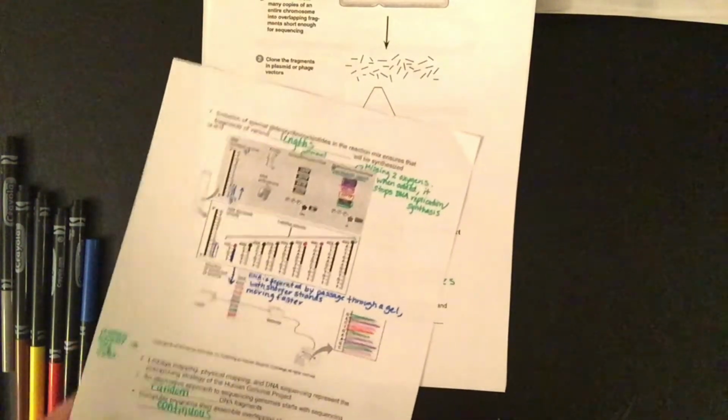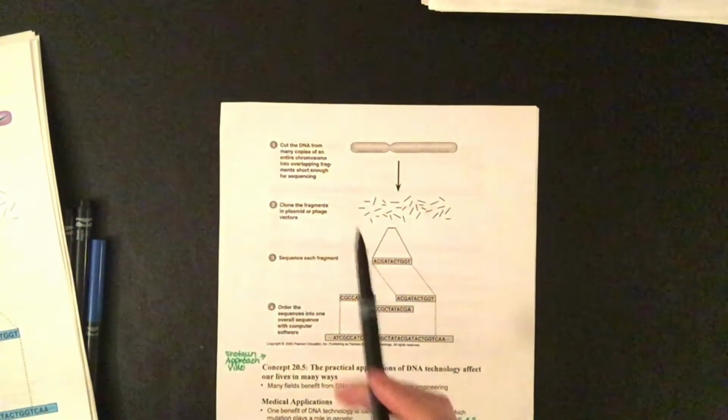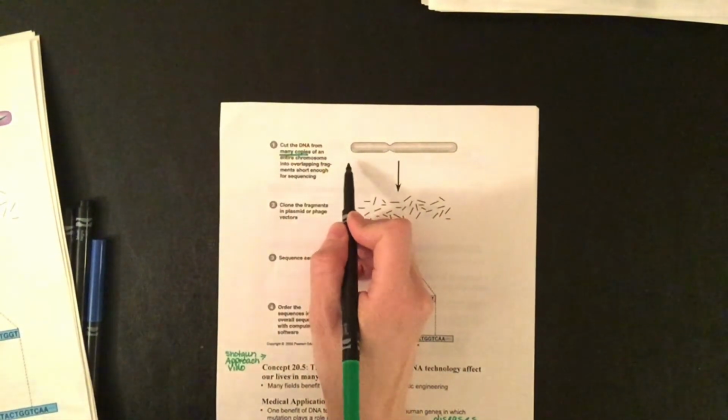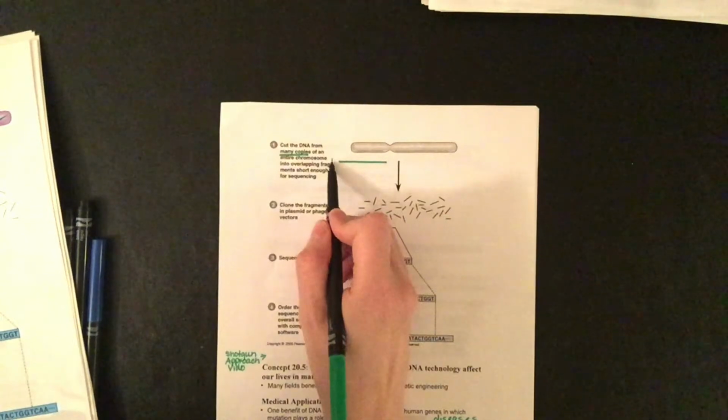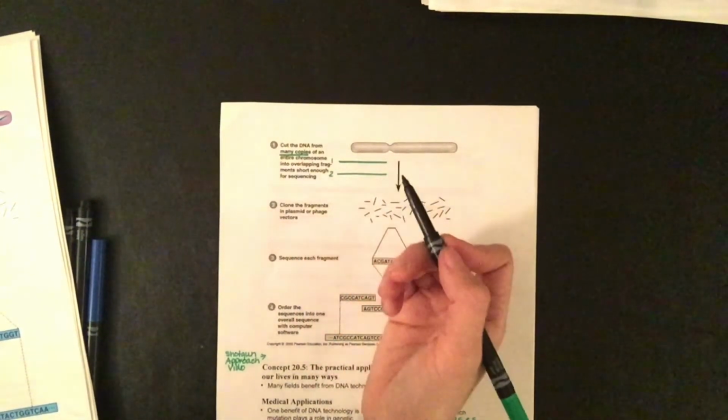And so this is kind of what the video that you just looked at was trying to show you. And so you have the DNA in the Book of Life they talked about, the DNA from many copies of an entire chromosome. So the many copies is key here. So let's say copy number 1 of the chromosome and copy number 2. All right, so this is showing you one copy here.